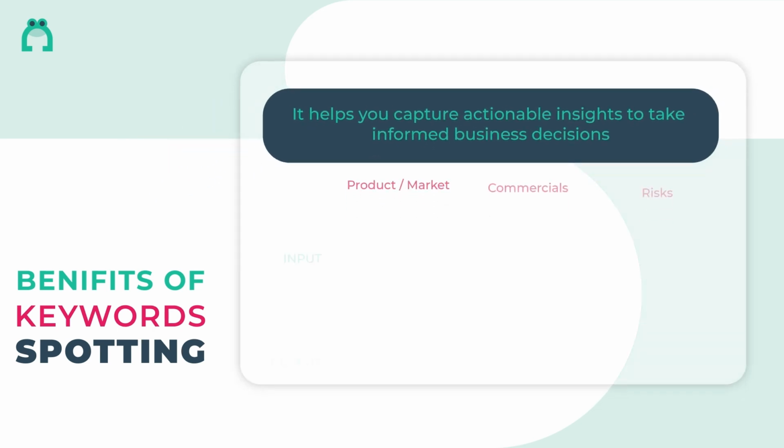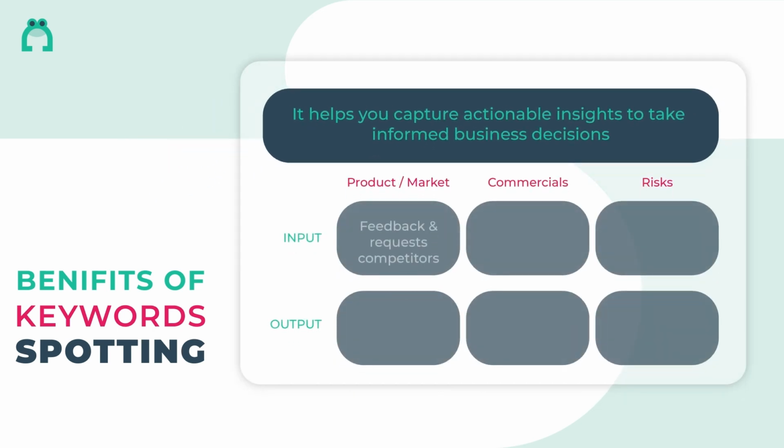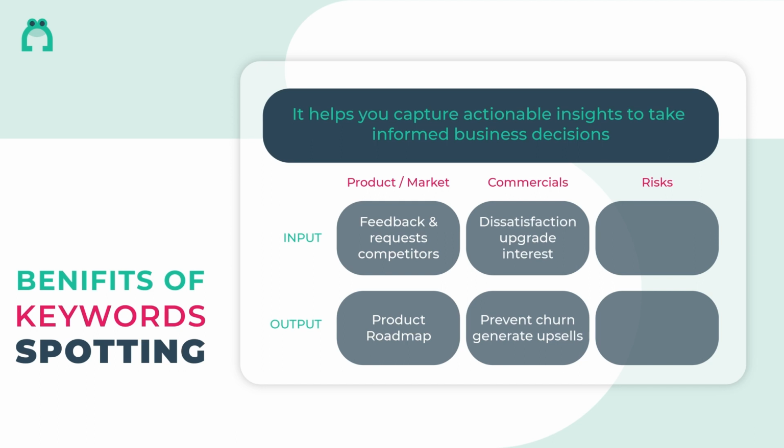Here are a few examples of how to use the feature. 1. Gather feedback and requests from clients to immediately feed into your roadmap. 2. Point out any dissatisfaction early on to prevent churn. Or 3. Highlight upgrade interests to generate upsells and cross-sells in an automated fashion.